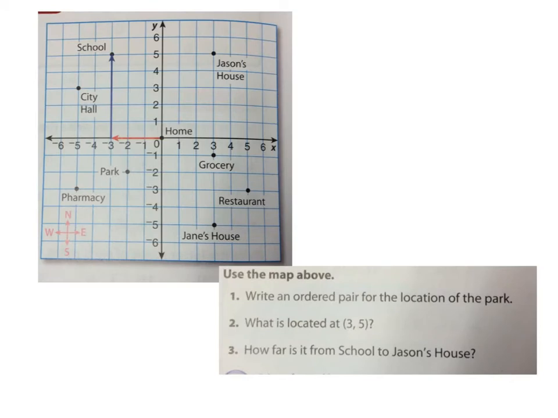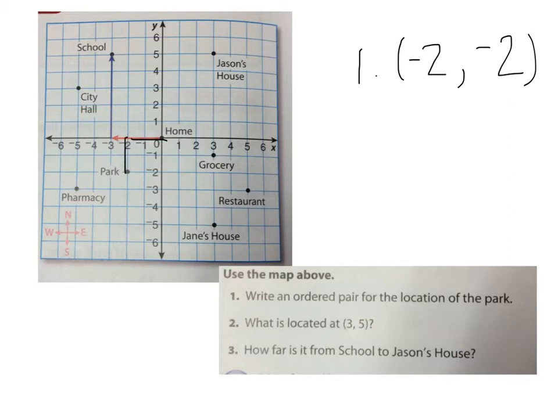So here's that same map. You can see her home's still at 0, 0. Write an ordered pair for the location of the park. Where's the park? For number 1, what is an ordered pair for the location of the park? Negative 2, negative 2. Good, because I start from her home, I go 2 blocks this way and 2 blocks down to get to the park, which is negative 2, negative 2.